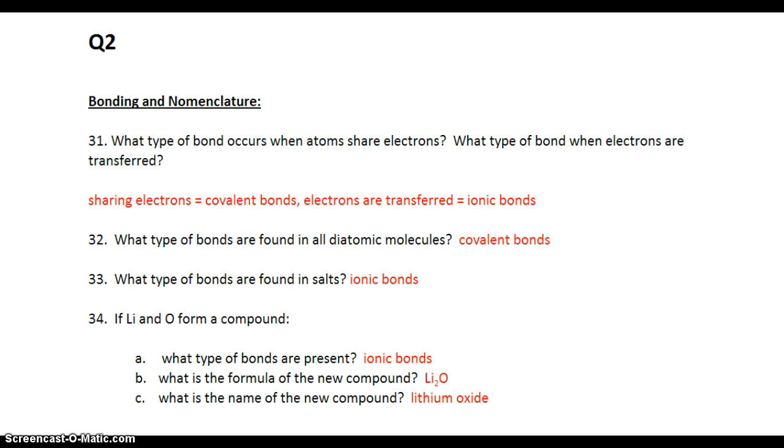In ionic bonds, electrons are transferred between atoms. It typically involves a metal that loses electrons to become a positive ion, and a nonmetal which gains electrons to become a negative ion, and then these oppositely charged ions attract.